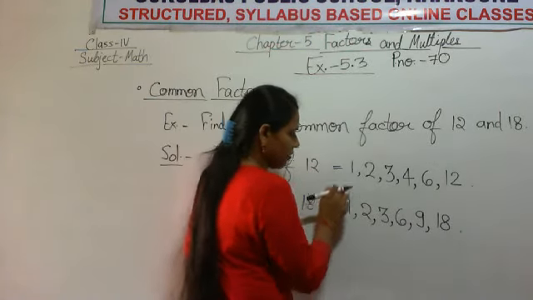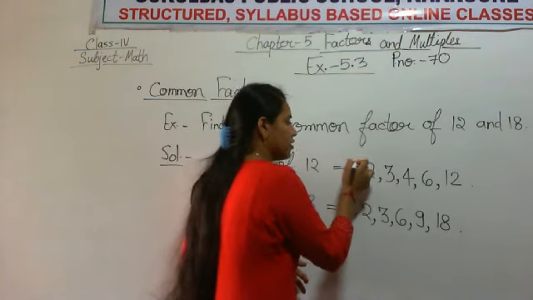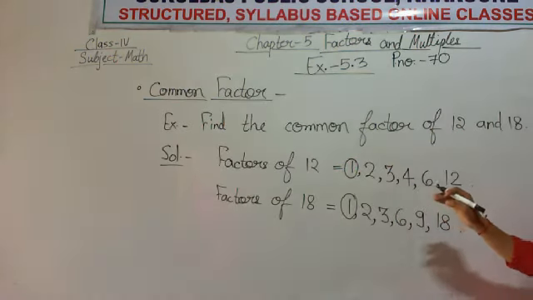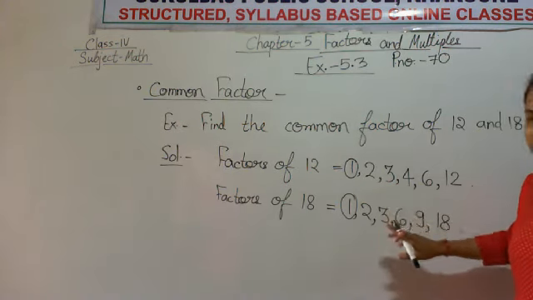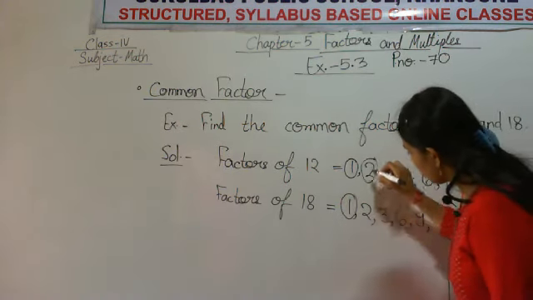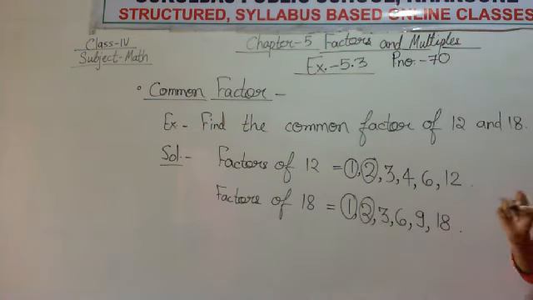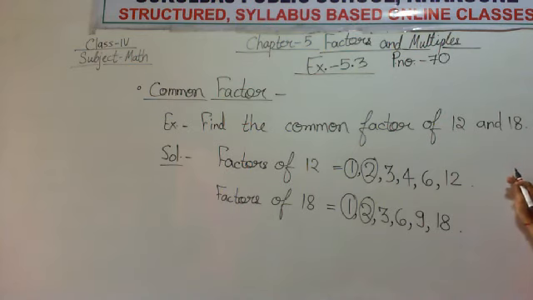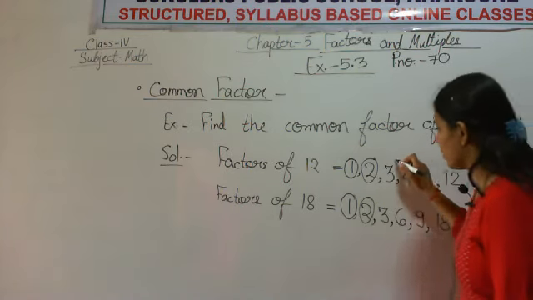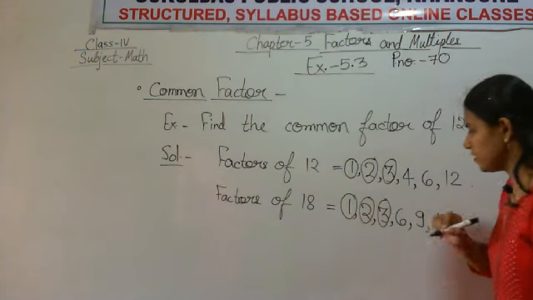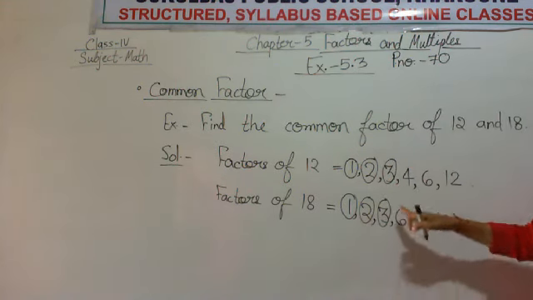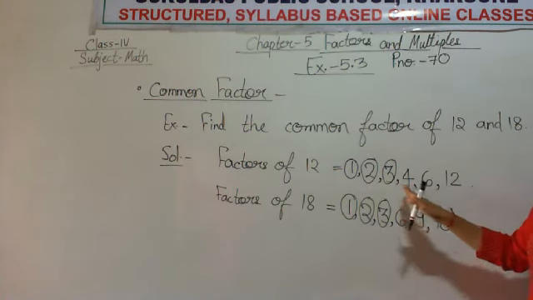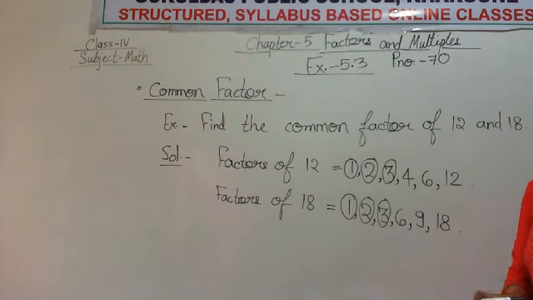Common means those factors which both the numbers have, right? So here factor 1, both the numbers have 1, so we will circle. Okay? We circle all the common factors. 2 is common in both the numbers, so circle 2 also. Now, which number is common? Look at the board and observe which is common. 3. So, circle 3 also. Right? 3 is also common. Now, next number is 4. But in 18, no 4 is there. So, we conclude that 4 is not a common factor.